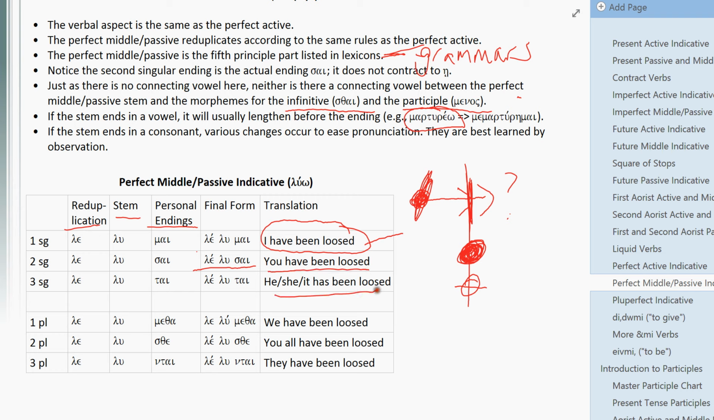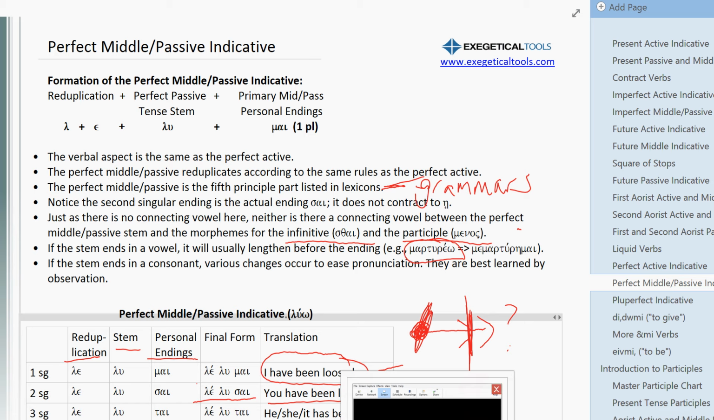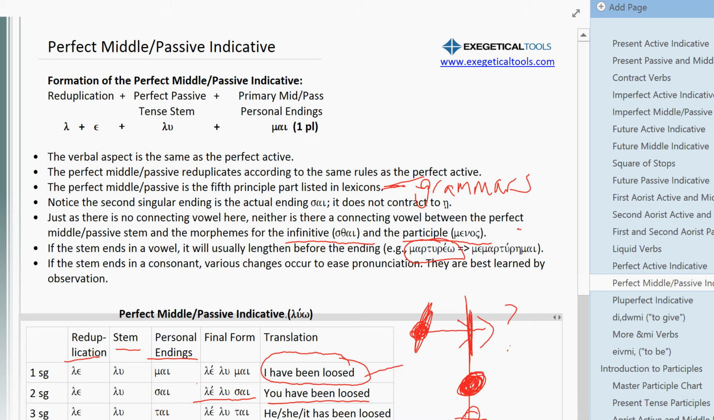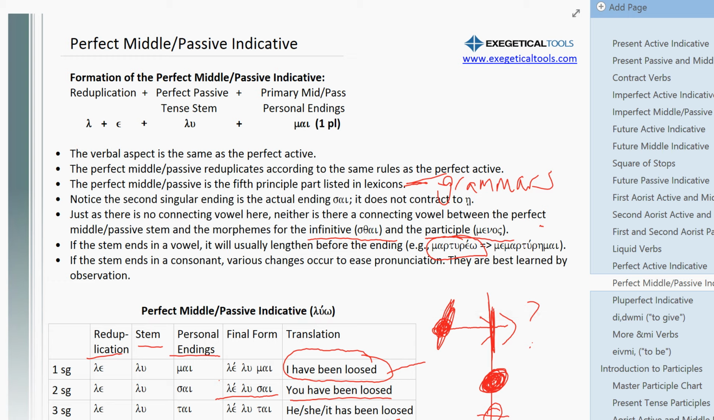You have been loosed. He or she or it has been loosed. We have been loosed, etc. So what's the best way to go about memorizing this? Same way as usual. First of all, memorize the constituent parts. Memorize that there is a reduplication, that you use the perfect passive tense stem, and that you use the primary middle passive personal endings. If you know those three things about this form, then you should be able to stitch together all the different forms, if you remember that the second person singular does not contract. It's lelusai.